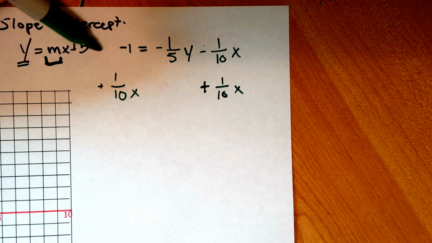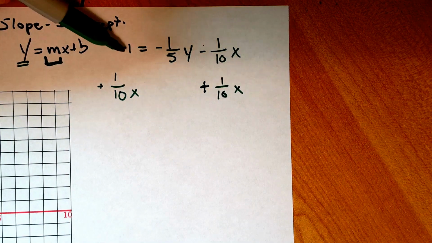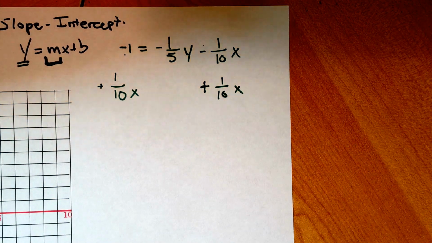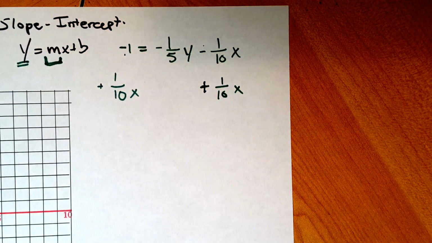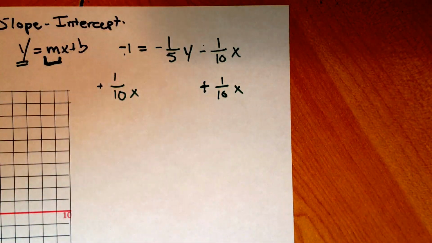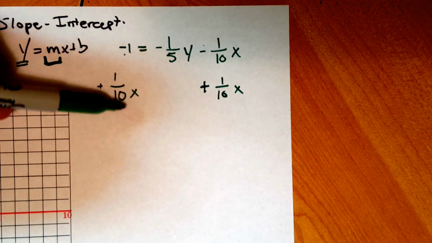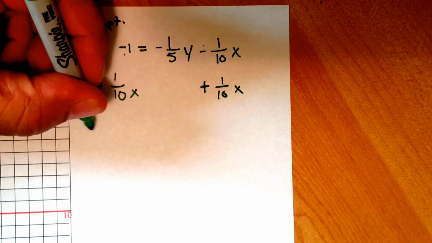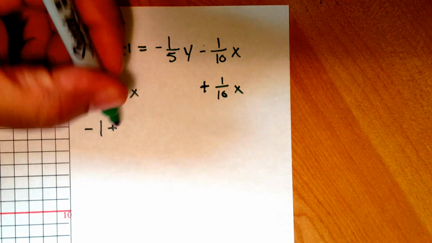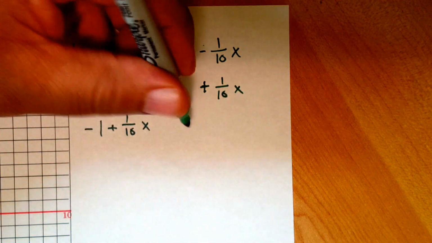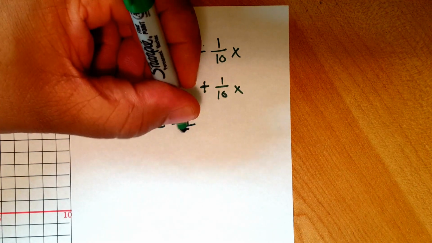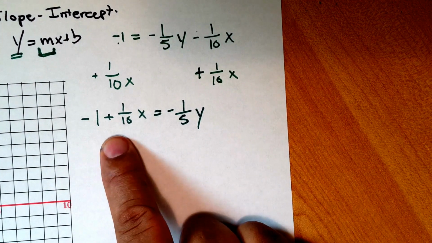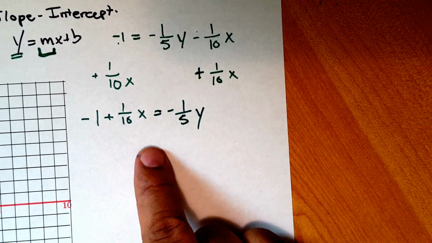And over here on the left, where some people made a mistake this week, is they would try to add negative 1 to 1/10. You can't do that. They're not like terms. Remember we said that like terms are things that have the same variable or no variable. Since this does not have a variable and this has an x as a variable, they are not like terms, so we can't add them. So we're just going to write them down, do bookkeeping and keep track of them so we don't lose them, but we cannot add them together. So now we have our equation, negative 1 plus 1/10 x equals negative 1/5 y.